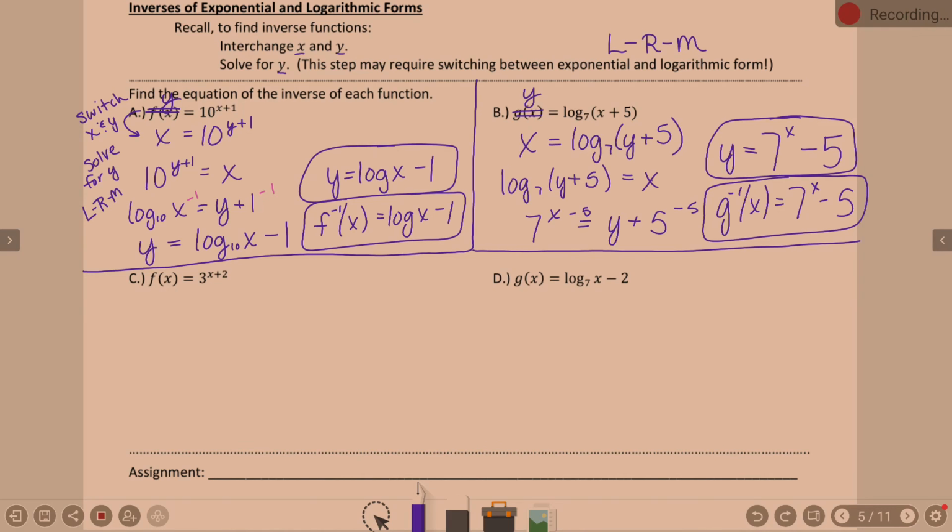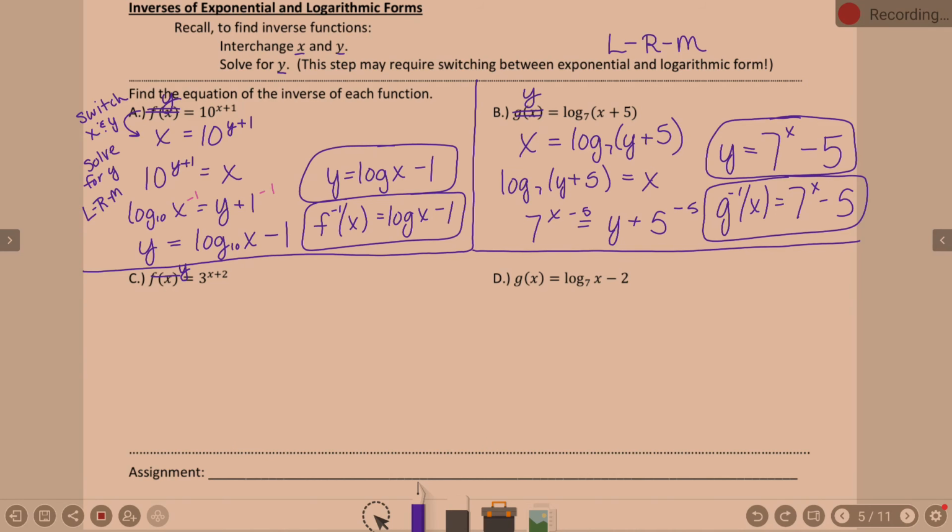So those are the two different directions you could end up going today, yes? Okay. Let's practice C and D real quick. They're kind of a repeat here. On C, what do we know about f of x? It's equal to y.